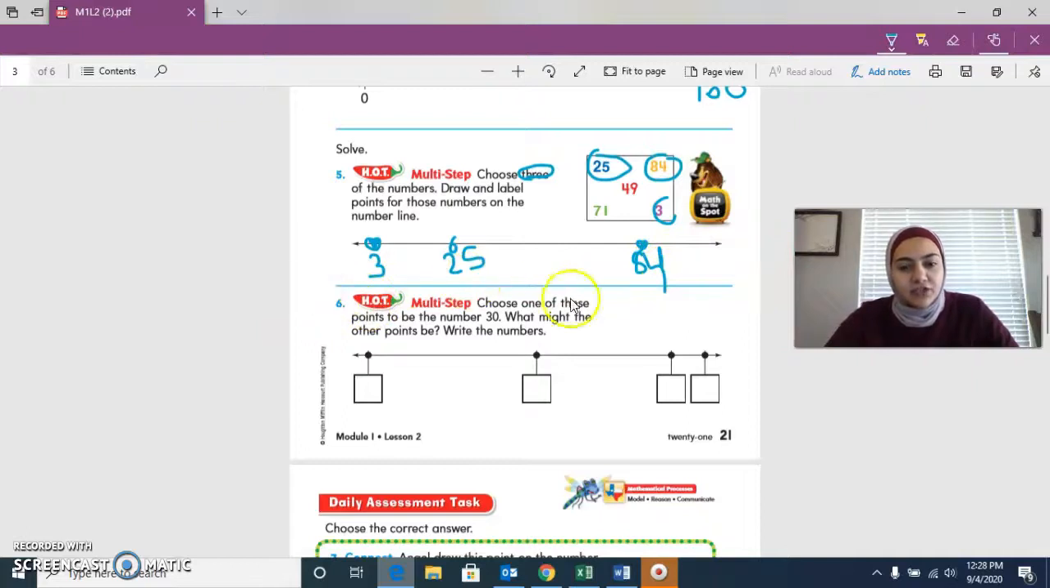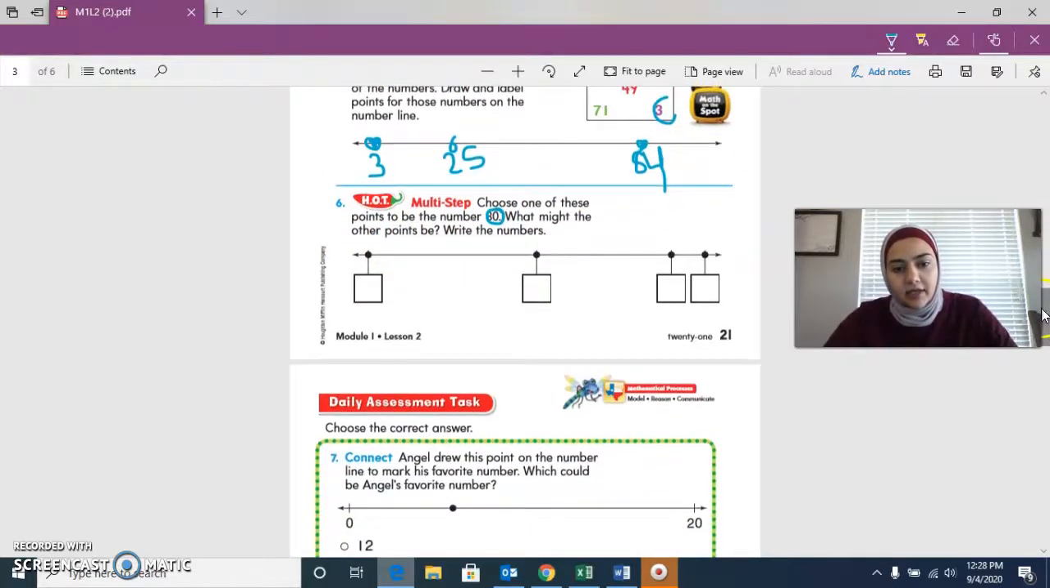Okay. Number 6. Choose one of these points to be the number 30. What might the other numbers be? So choose any one of these to be 30. You can do 30 here, here, here, here. I'm just going to make this easy on myself, and I'm going to say 30 is the smallest number. So if I wrote 30 here, that means anything after here, these boxes have to be bigger than 30.